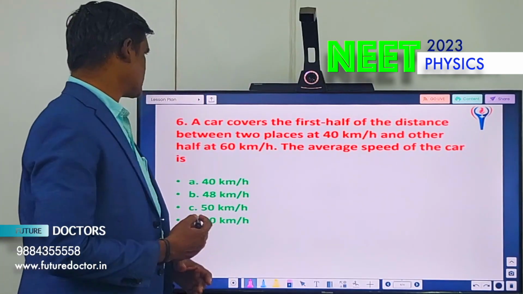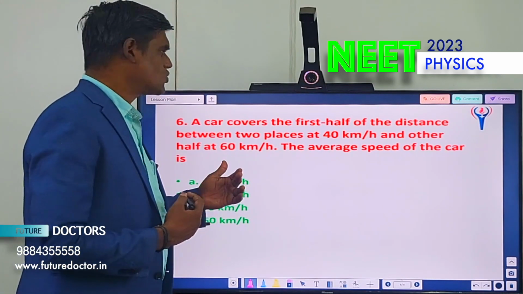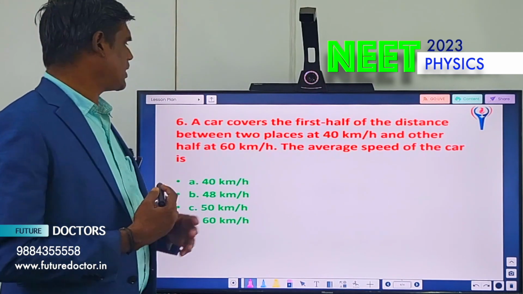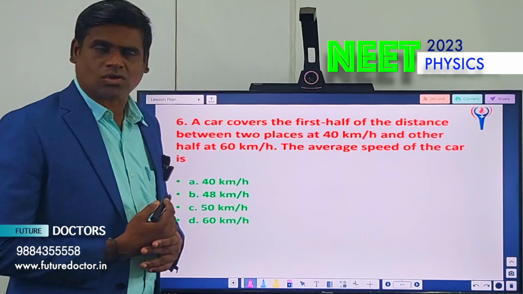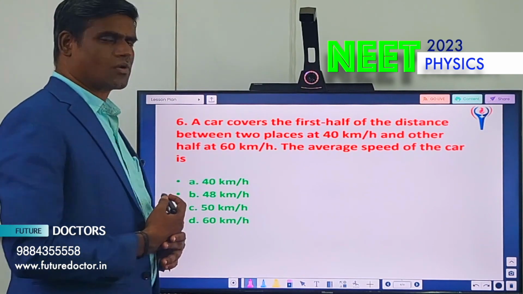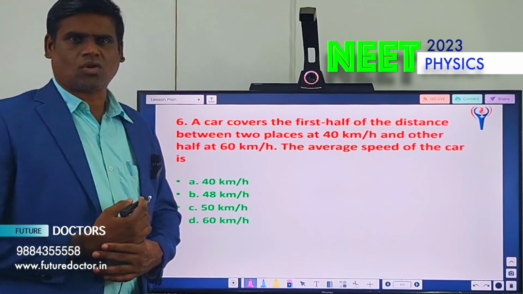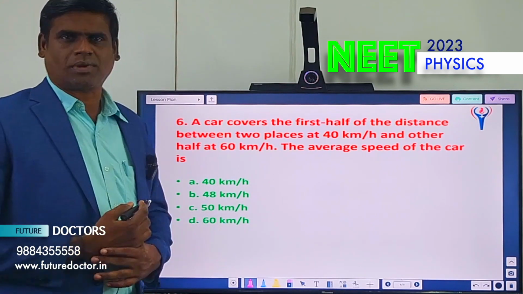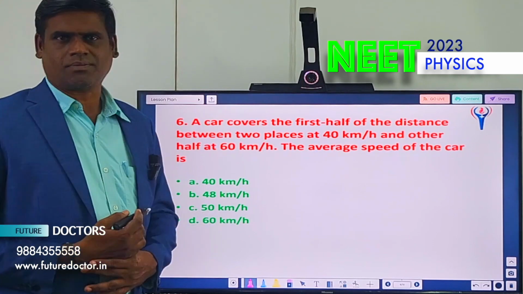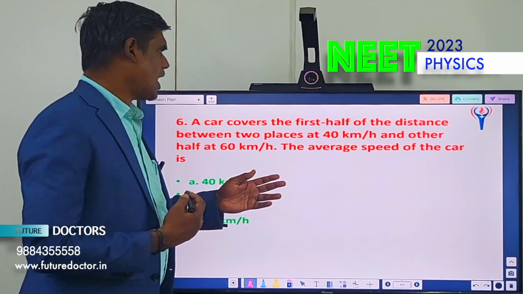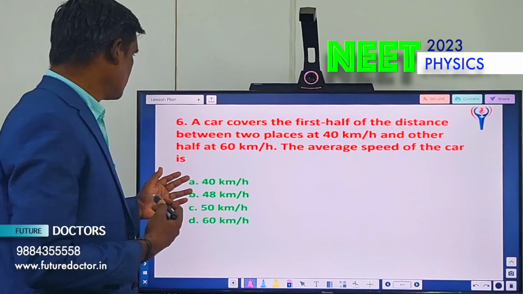Let's move to question number 6. A car covers the first half of the distance between two places at 40 km per hour and the other half at 60 km per hour. The average speed of the car is dash. Option A: 40 km per hour. Option B: 48 km per hour. Option C: 50 km per hour. Option D: 60 km per hour. So here you should know the formula for average speed. By knowing the formula, you will solve this question.